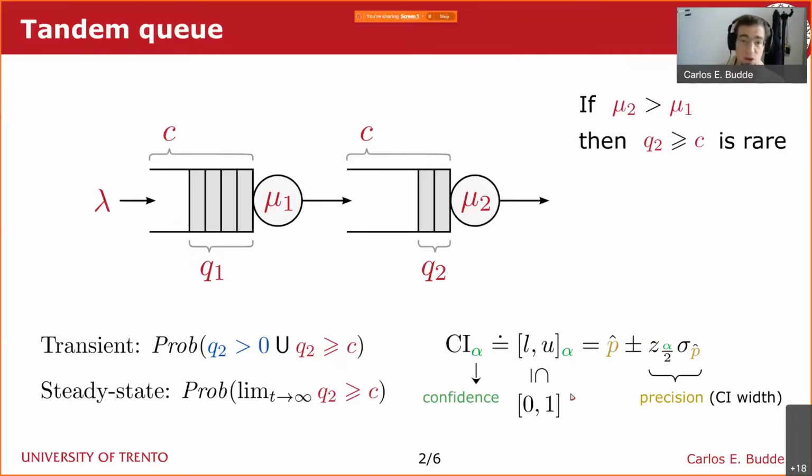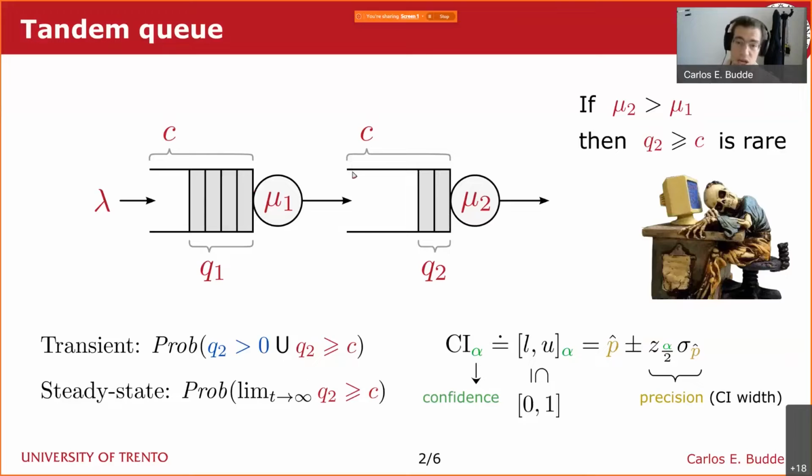Now, if you are going to do simulation analysis here, the problem arises when the property that you want to study, like here, the probability of having an overflow in the second queue, is rare. That happens here if this second server is faster than the first one, because any package that is served here goes away quickly and doesn't have time to accumulate and generate an overflow. So if you want to do simulation analysis in these kinds of systems, you're going to spend a very long time simulating to get a useful confidence interval, a narrow one which contains the true probability value.